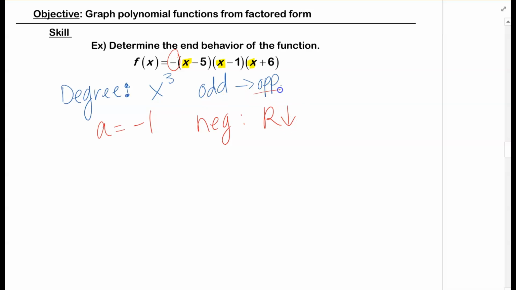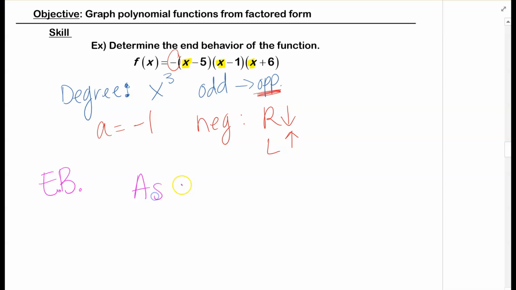And because this is opposite, this tells me that my left side is going to go the opposite direction of the right side, so it's going to go up. And then from there, I can write my end behavior. So my end behavior, I'm just going to abbreviate as EB.